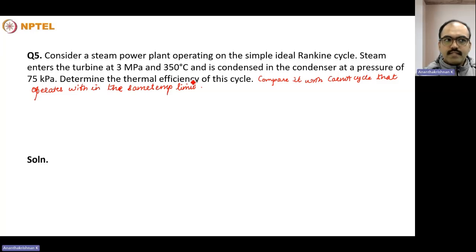So consider a steam power plant operating on the simple ideal Rankine cycle. Steam enters the turbine at 3 megapascal and 350 degrees Celsius and is condensed in the condenser at a pressure of 75 kilopascal. Here, we are to determine the thermal efficiency of the cycle and then compare it with the Carnot cycle that operates within the same temperature limits.